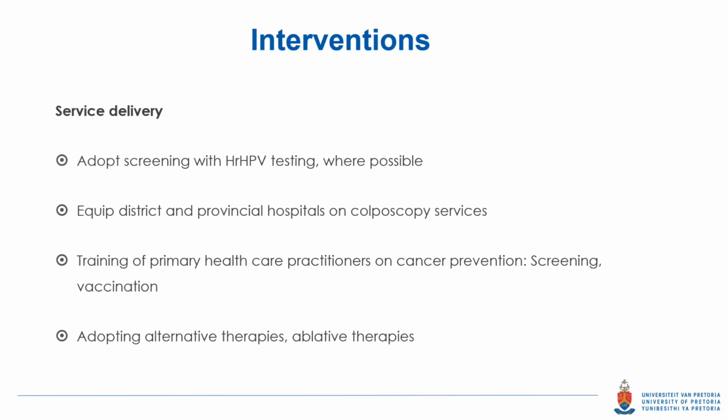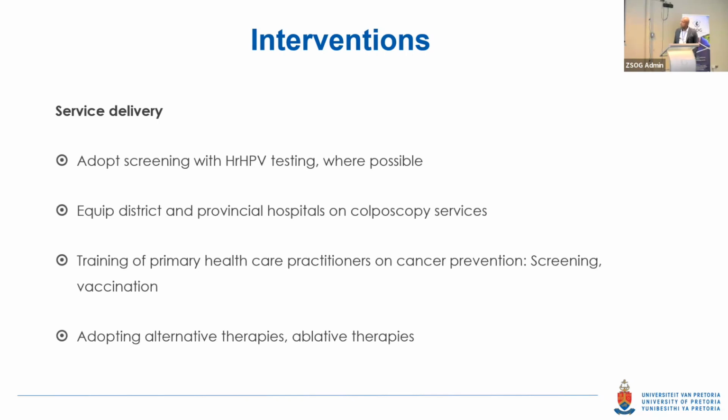Adopt screening with high-risk HPV testing where possible. We know that South Africa is a very unequal society at every level. So it's possible in other areas, like in city areas, to deploy, but we will probably have problems in other provinces. So where possible, we advocate for high-risk HPV testing, because it seems to be better in terms of sensitivity and the fact that women can use self-sampling method for screening. So we think women will be more willing to take this up.